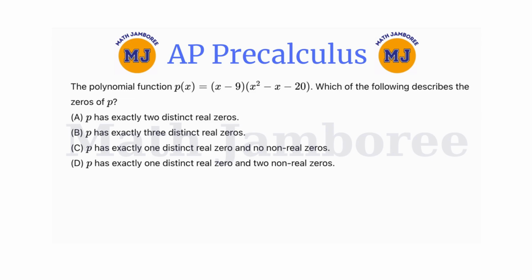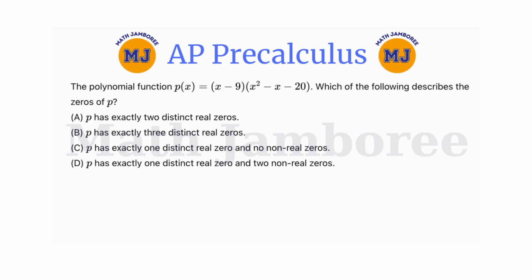A: p has exactly 2 distinct real zeros. B: p has exactly 3 distinct real zeros. C: p has exactly 1 distinct real zero and no non-real zeros. And D is given as: p has exactly 1 distinct real zero and 2 non-real zeros.